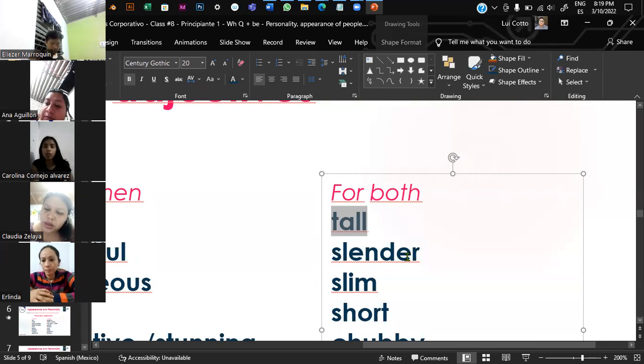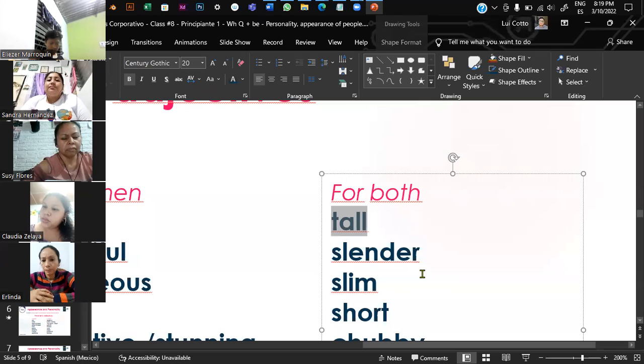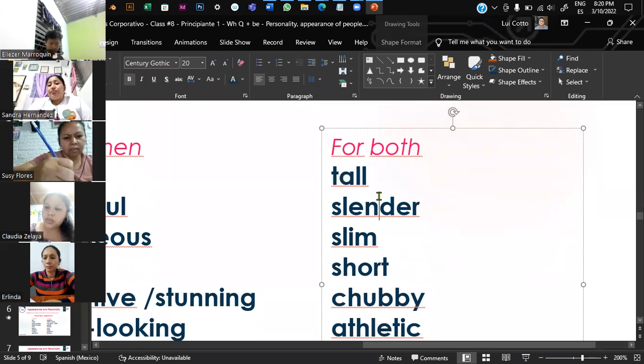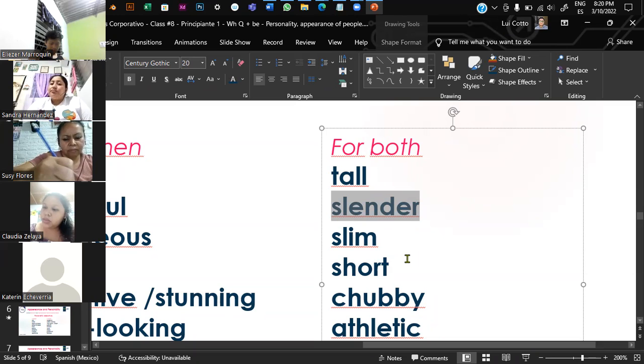What is tall? Tall. How do you prefer men? Tall or short? Alto. Okay, tall. That is tall. Next adjective. Appearance adjective. Remember.